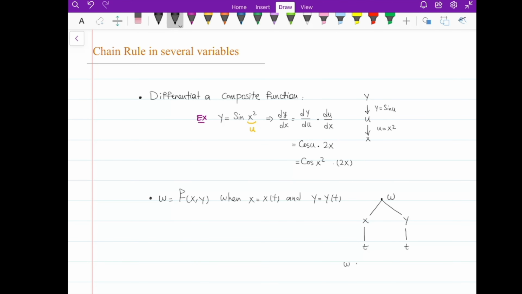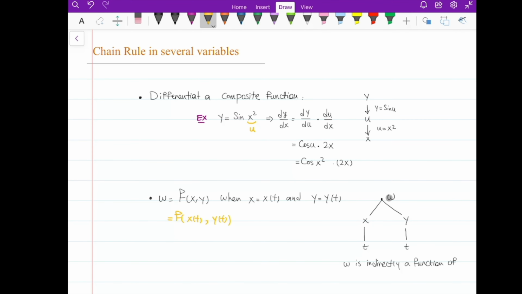So basically w is indirectly a function of t. Well, I can say it like this: w is f of x and y, where x is a function of t, and y is also a function of t. As you see, at the end of the day, w is a function of t.